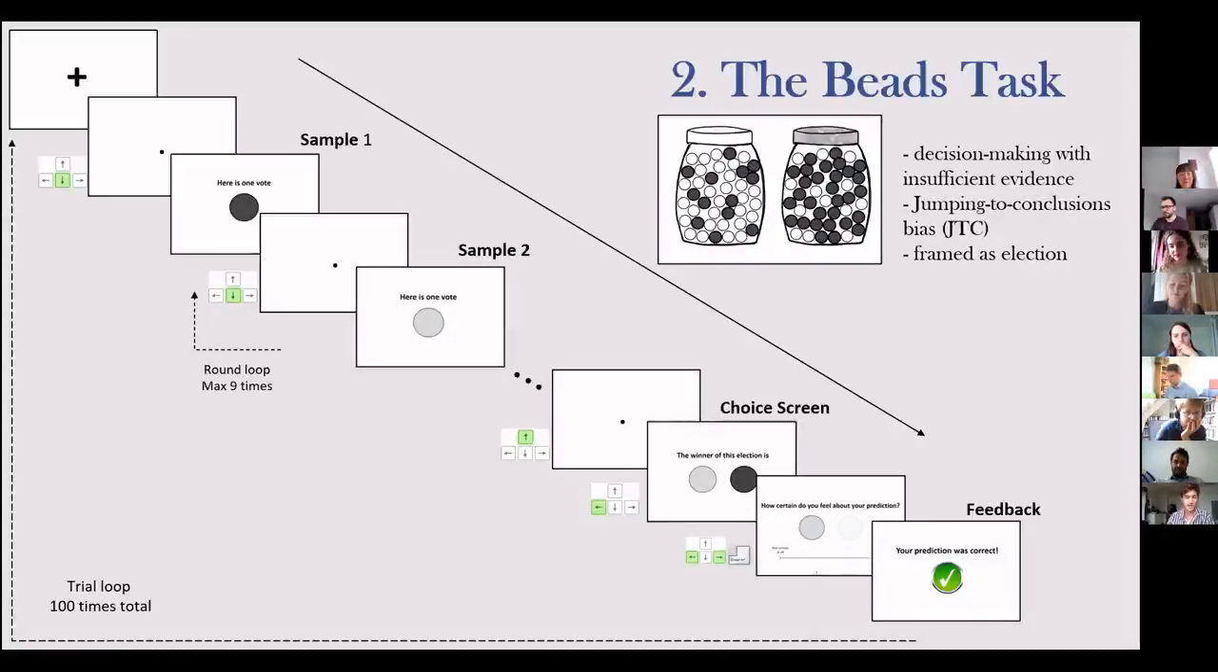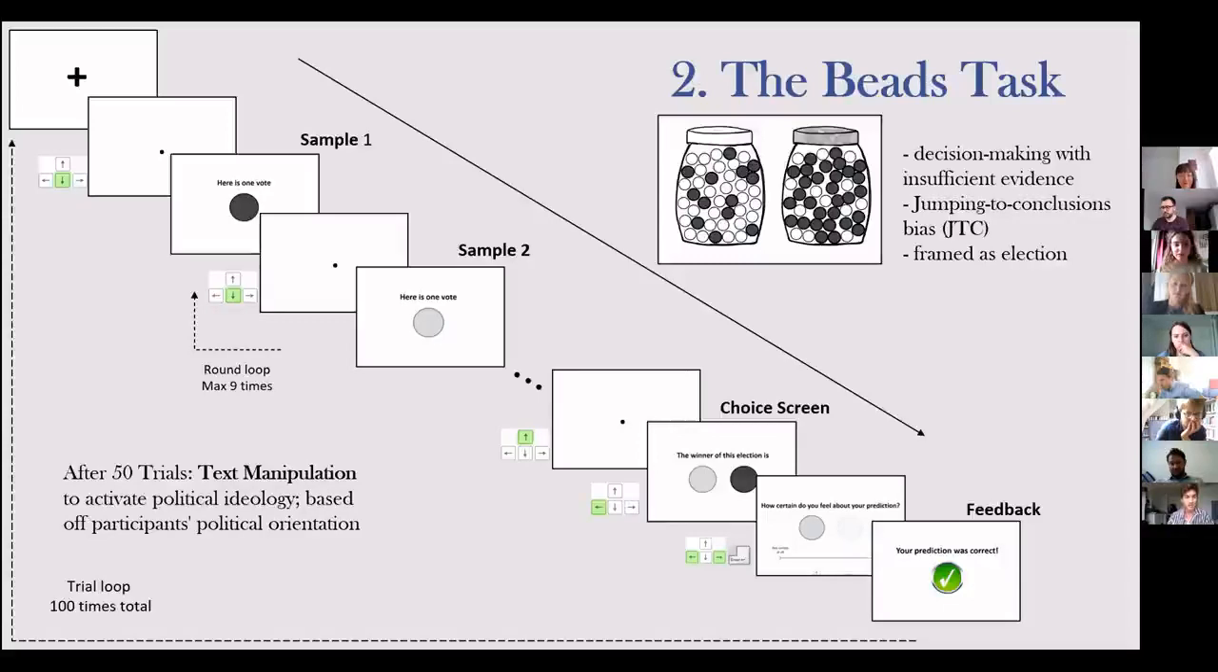And after 50 trials, we also introduce a text manipulation. And this manipulation depends on what participants in the pre-survey indicated as their political orientation. So on the left-right spectrum, when a participant is left, they're presented with a manipulation in which we tell them that one of the parties in the election is from the very far right. And we hope that with that, we activate reactance and political ideology.